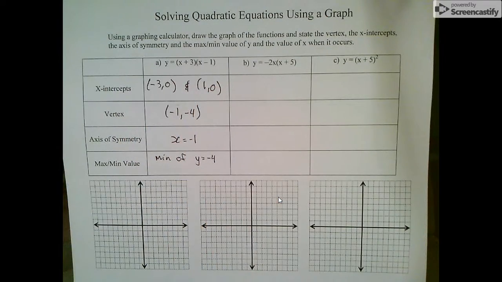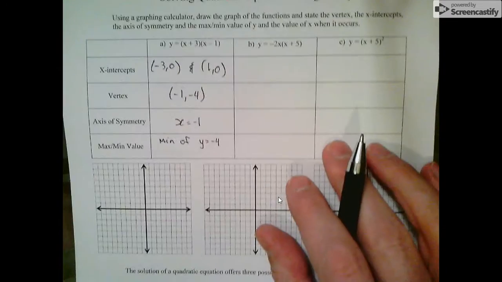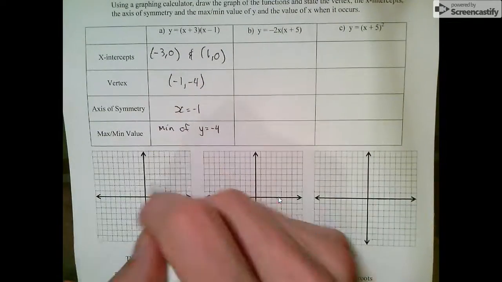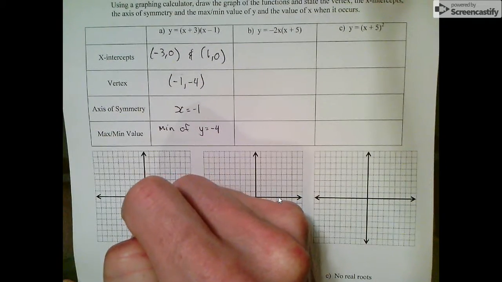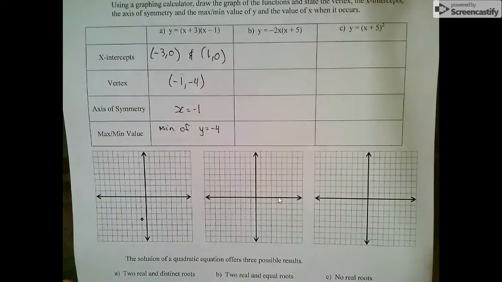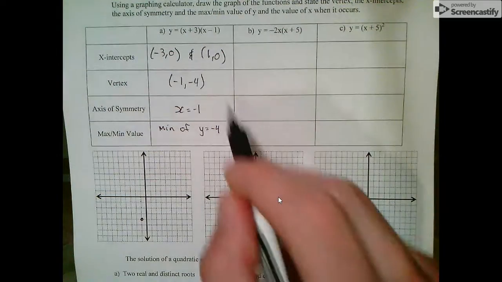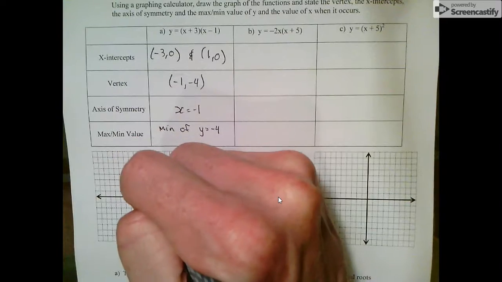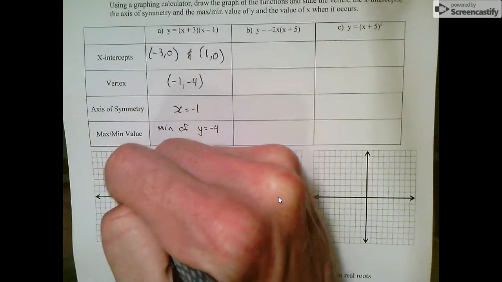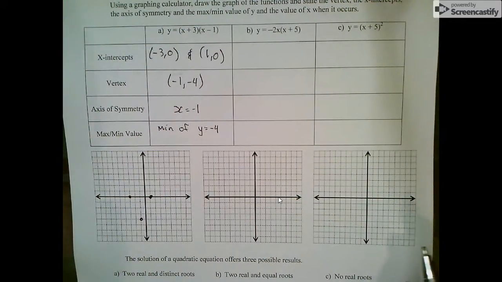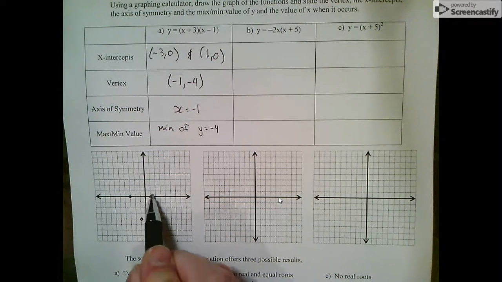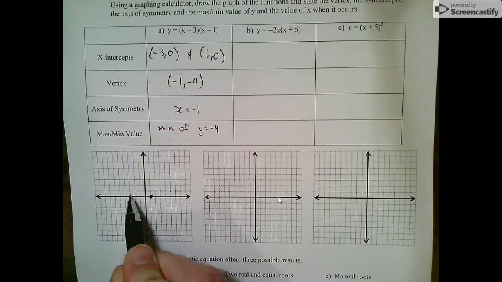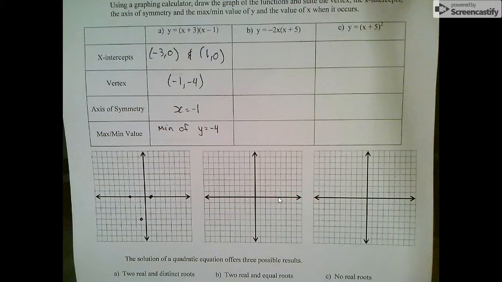And we'll do a quick graph of it. So I'm just going to graph these key features. The vertex at -1, -4. And I'm going to do these x-intercepts: 1, 0, and -3, 0. Is that right? So look here, it's 2 away, and this is 2 away. The x-intercepts from the vertex, that's how it should be.